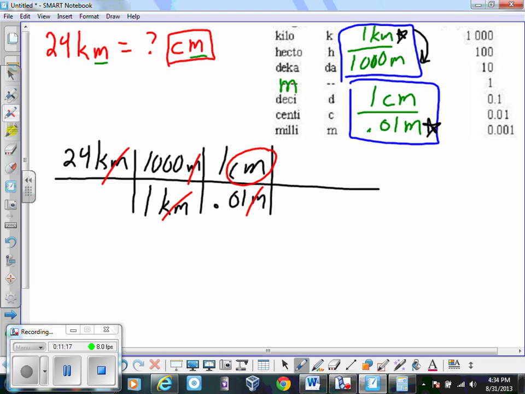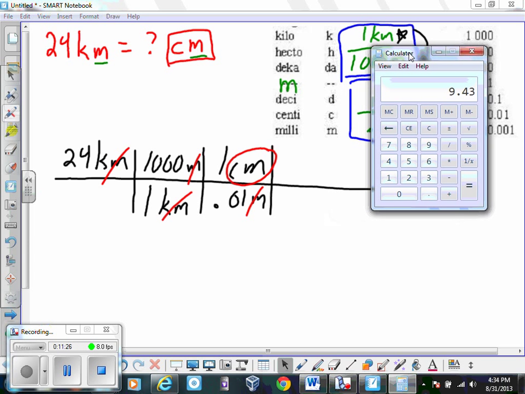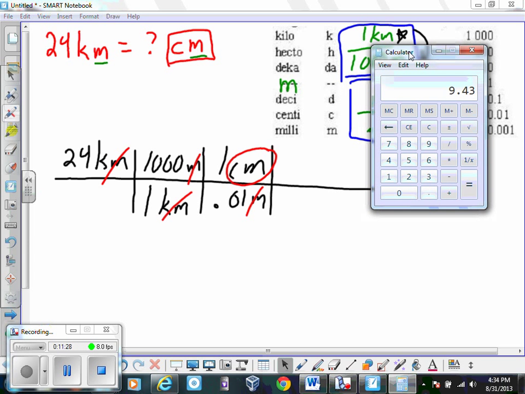Now we can go ahead and do the problem. Now this is going to be a two-step calculator problem. There are multiple ways to do this. I'm going to show you the way that works every single time with every calculator, and that's pushing equals after every number entered.